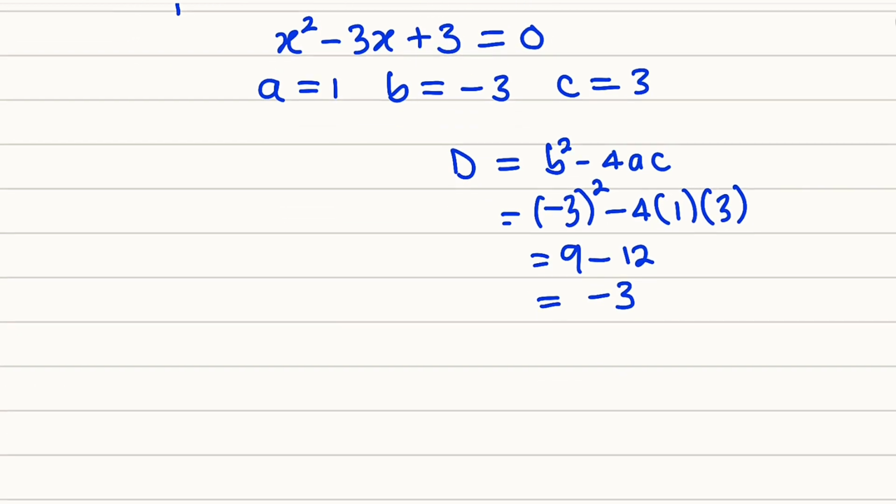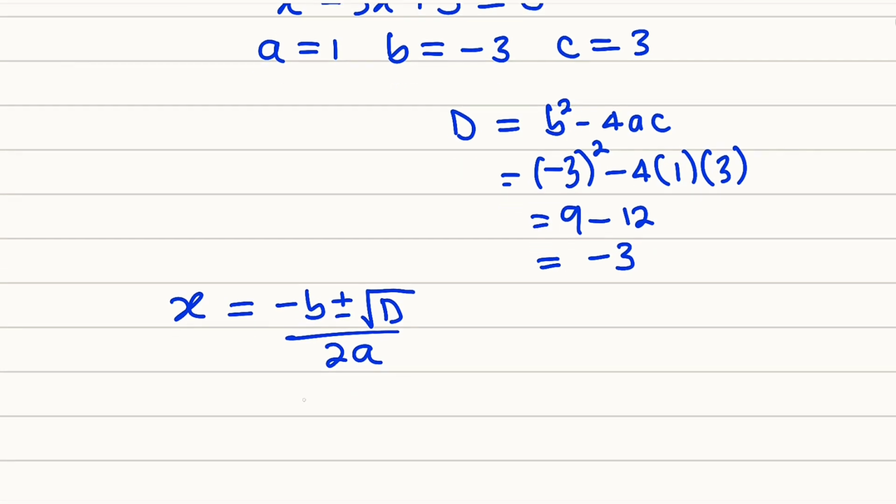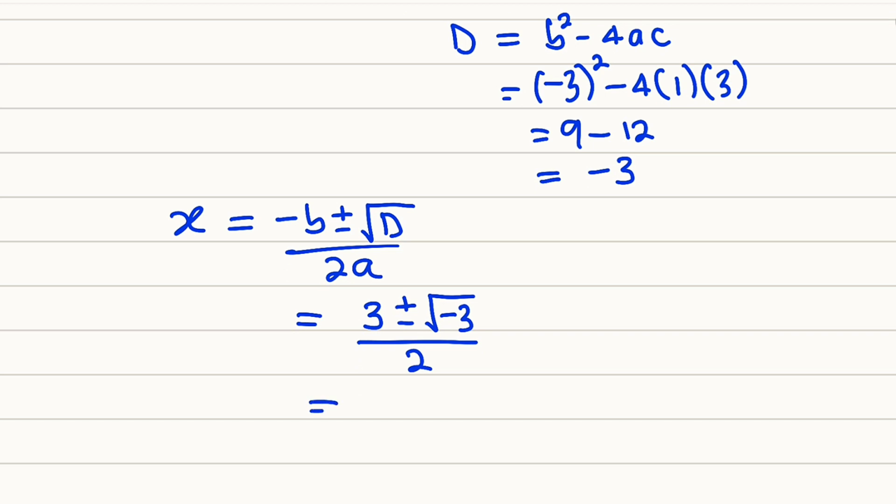Negative 3. All right. Now our formula, remember, x is equal to minus b plus or minus square root of d divided by 2a. d is the discriminant b squared minus 4ac. So this becomes negative b, but b is also negative, and the two negatives become positive 3, plus or minus square root of d, which is negative 3, divided by 2 multiplied by a. 2 multiplied by 1 is equal to 2. This is equal to 3 plus or minus square root of 3i divided by 2. Now this is our complex solution.